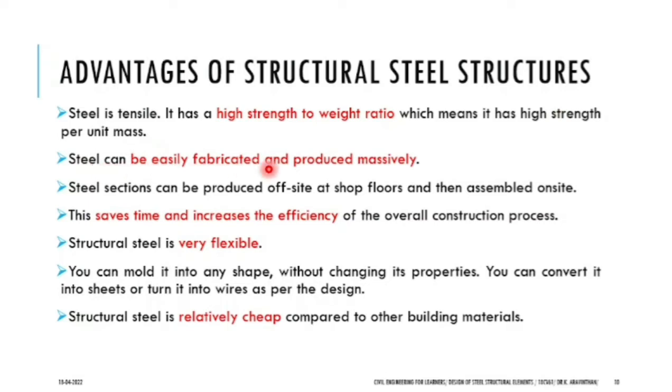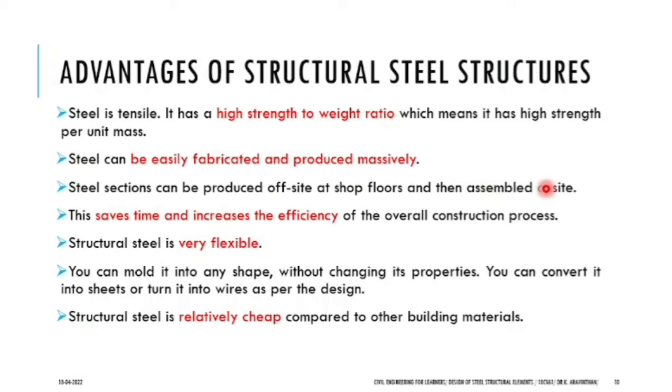Steel can be easily fabricated and produced massively. If you compare with concrete and if you compare with steel, you can fabricate easily and produce massively. So you can get a larger number of steel components from the workshops, and it is easily available from all the suppliers. Steel sections can be produced off-site at shop floors and assembled on-site.